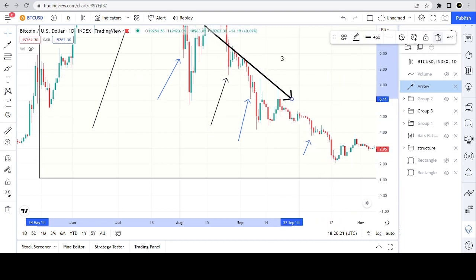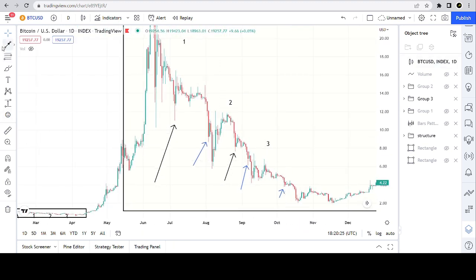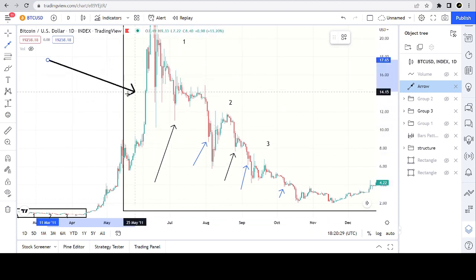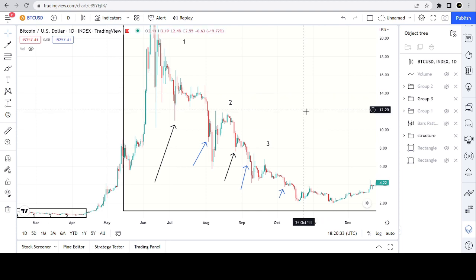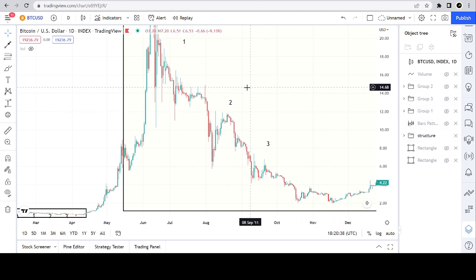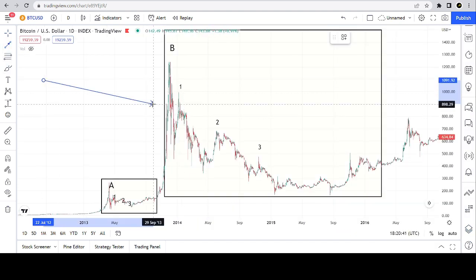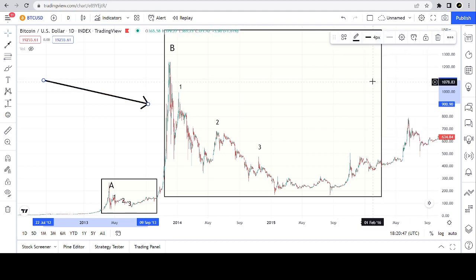So all this is to point out that there is a theme that exists in this corrective B pattern. Let's move on to the next time this takes place, the next B pattern, and see what we can find that confirms what we just saw here. Okay, so here we are, the next B pattern. Let me make this bigger, more obvious to see.